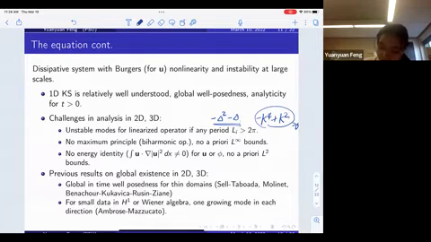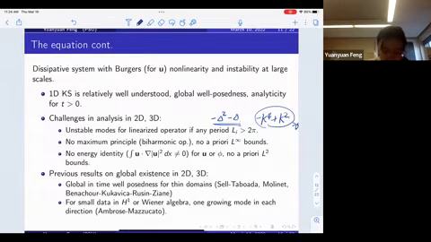And since we have Laplacian squared, this is a fourth order, a biharmonic operator. There is no maximum principle, so there is no a priori L infinity bound. And when we do the energy identity, we can see that there is actually no a priori L2 bound. Actually, there is no a priori Lp bound for any p.